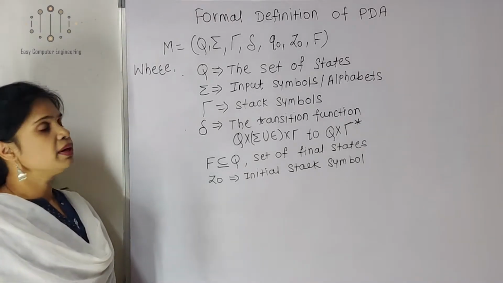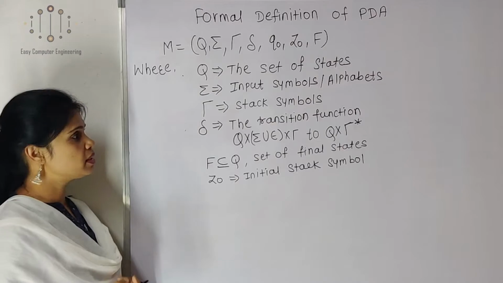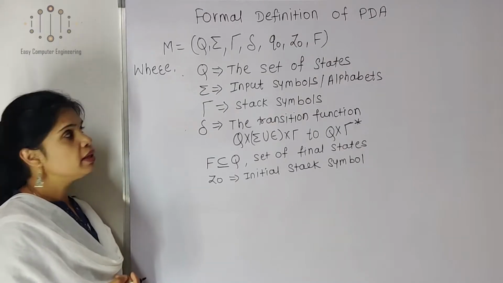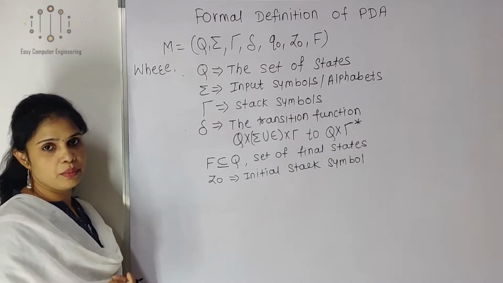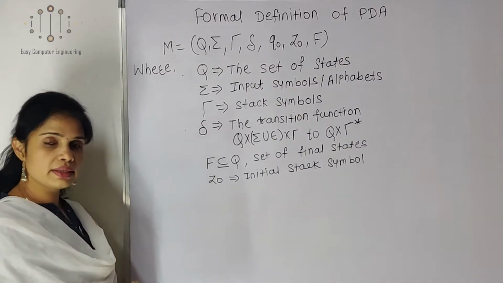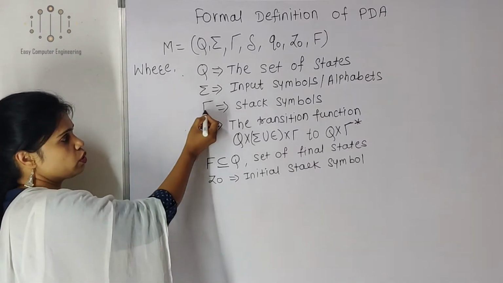So Q is nothing but the set of states. Sigma is nothing but the input symbols, the alphabet. Then the next one is tau, that is nothing but the stack symbol. It means we are going to take extra memory, which we can represent with the help of this tau symbol.